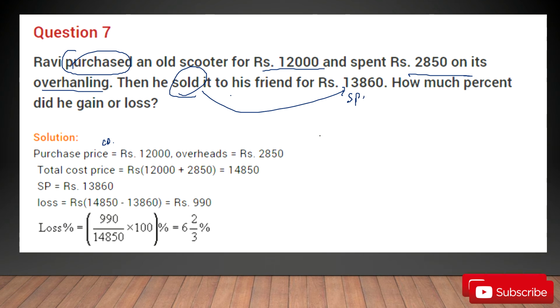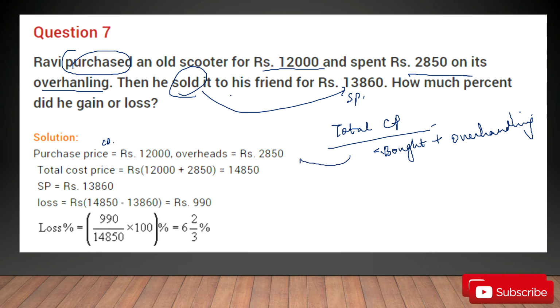Now in order to calculate the total CP, total cost price हम कैसे करेंगे? जितने price पे उसने खरीदा प्लस जितने उसको ओवरहॉलिंग चार्जेस ऊपर से उसको खर्च करे ठीक कराने में. सो ये आपके पास आ गए 2850. ठीक है, तो ऐड करके हमारे पास आ गया रुपीज़ 14,850.